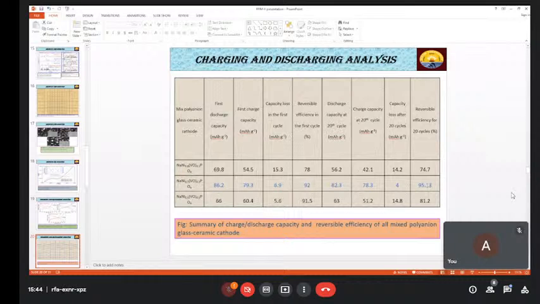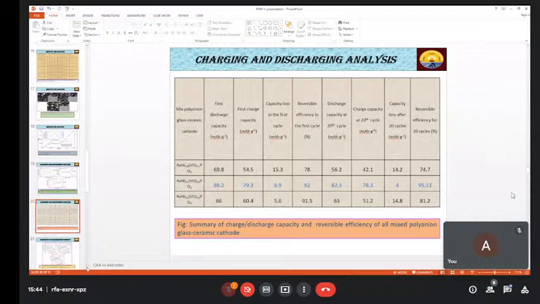Here the 0.3 sample has the highest efficiency, and the remaining samples have lower efficiency. So, according to the efficiencies also, I can say this is one of the best samples among all three samples.